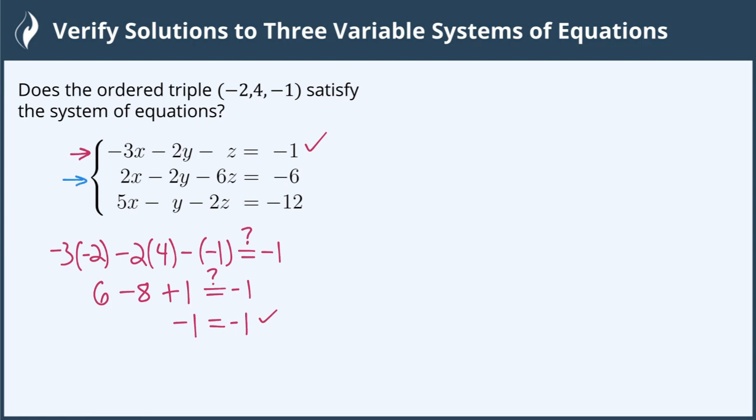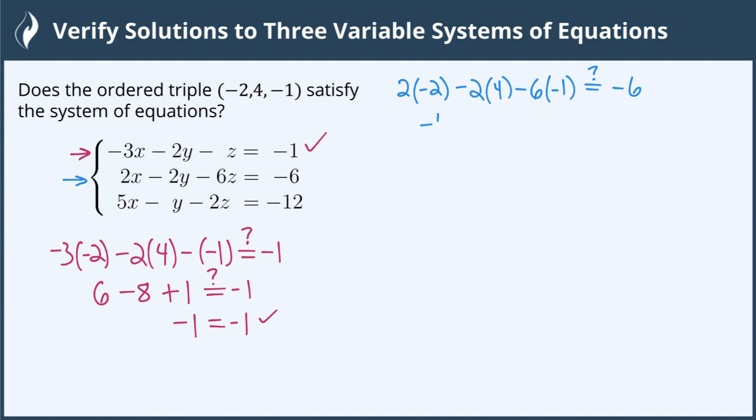What about the second equation? Well, let's substitute our values into that as well. 2 times my x, which is -2, minus 2 times my y, which is 4, minus 6z, which means I'm going to plug in -1 for the z. And we want to know, does it equal -6?